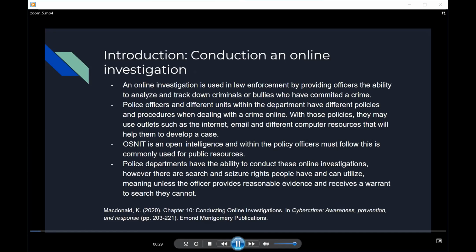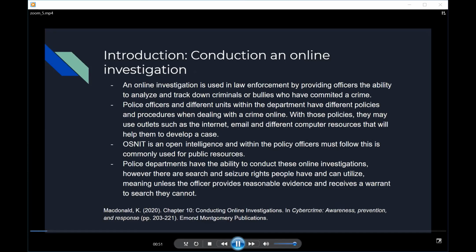Police officers and different units within the department have different policy and procedure when dealing with a crime online. With those policies, they may use outlets such as internet, email, and different computer resources that will help them to develop a case.